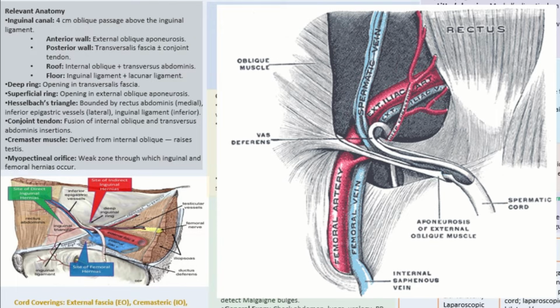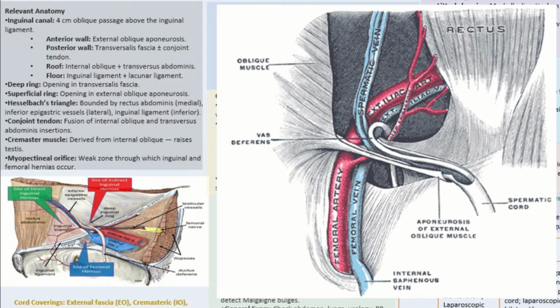The structures that enter the inguinal canal always do that through 2 rings. One is the deep ring, which is the opening in the transversalis fascia, the innermost layer of the abdomen at that point. So in order to enter the inguinal canal, we enter through the posterior wall through the deep ring, which is a U-shaped opening in the transversalis fascia. Then you exit the inguinal canal after running obliquely, that is inferomedially, through the superficial ring, which is the opening in the external oblique aponeurosis.